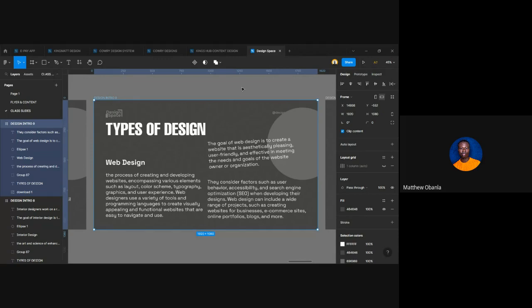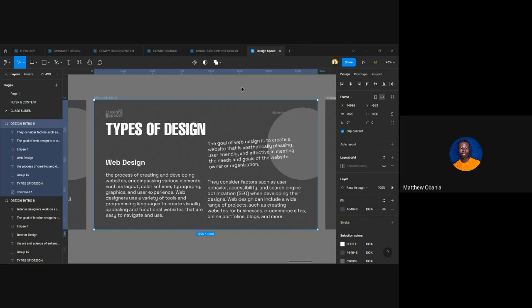So I said the goal of web design is to create a website that is aesthetically pleasing, user friendly, and effective in meeting the needs and goals of the website owner or organization. Sometimes whenever you go to Google to search for something, it is what you are looking for that you get. If you search for cup, it is the cup in your mind. If Google brings out something else or an ad, you are not interested. So that is an example of good web design.